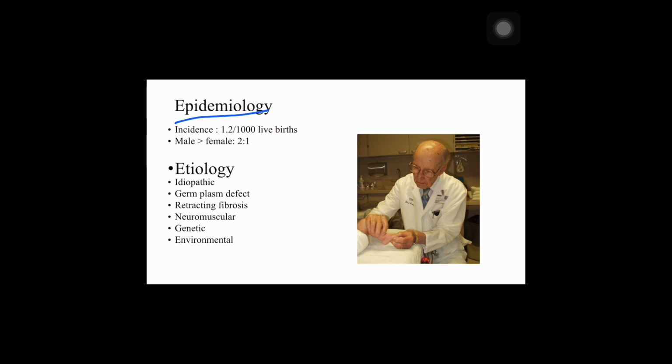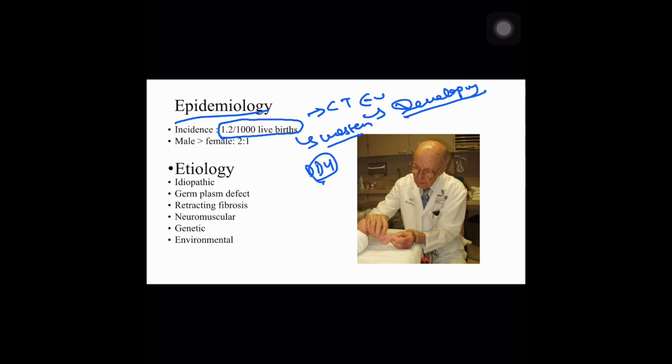The epidemiology is 1.2 out of 1000 live births. Remember, CTEV is more common in developing nations like India, Pakistan, Nepal, basically in the South Asian region, but it is less common in the Western population. On the contrary, developmental dysplasia of the hip is more common in the Western population and less common in the Indian population. DDH is more common in Caucasian or fair people.